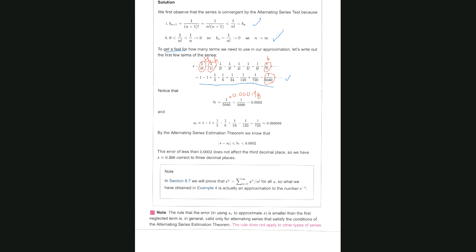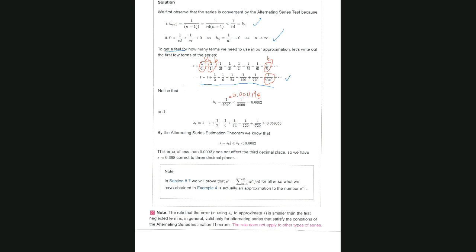Okay. But the point is that the 8th term, which they call B sub 7, is 0.000198. And that's not going to affect the third decimal place.